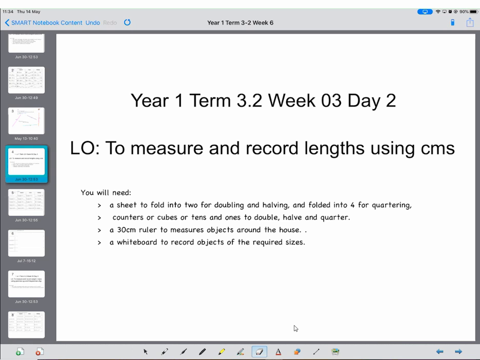Good morning, year one, and welcome to the second day of our maths lessons. So today we're going to be doing doubling, halving and quartering in our arithmetic starter.